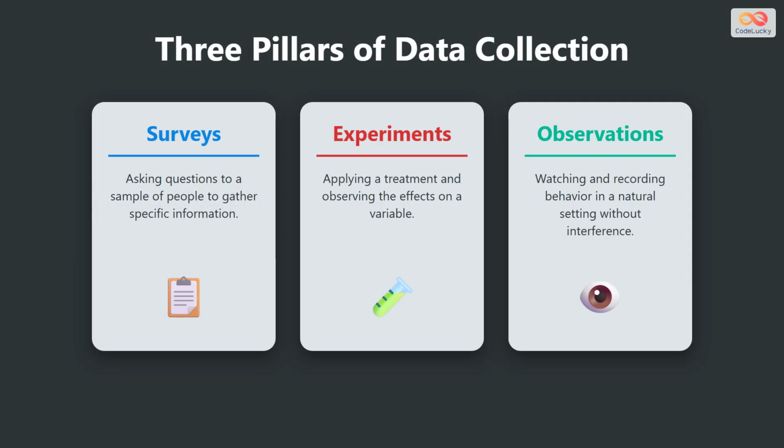There are three pillars of data collection you need to know. First, surveys, where we ask people questions. Second, experiments, where we actively test a treatment. And third, observations, where we simply watch what happens. Let's look at each one in detail.